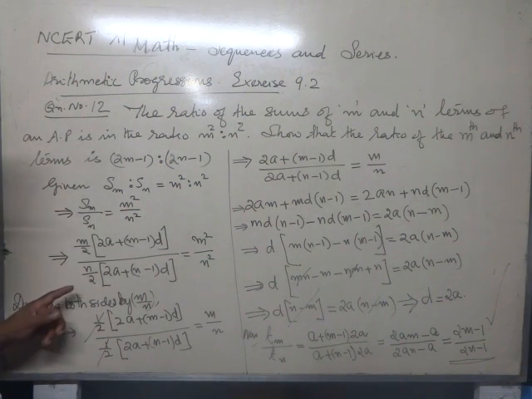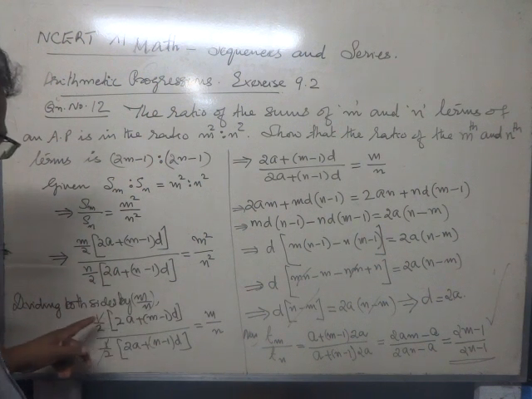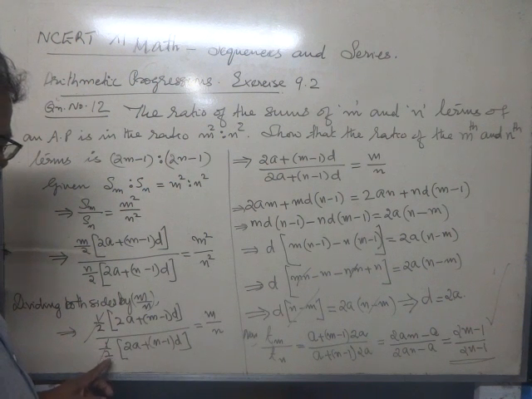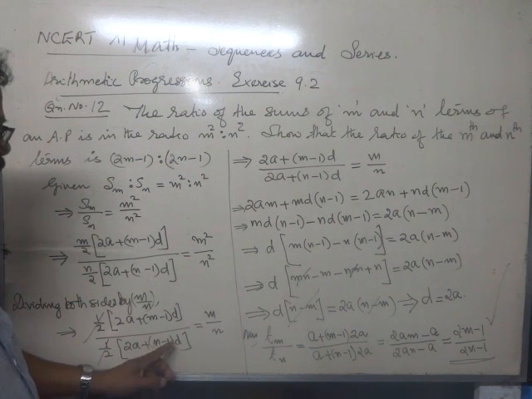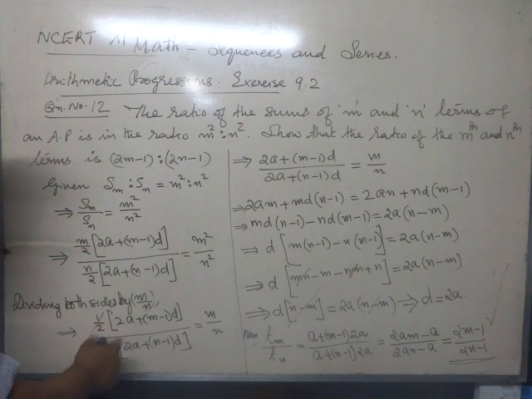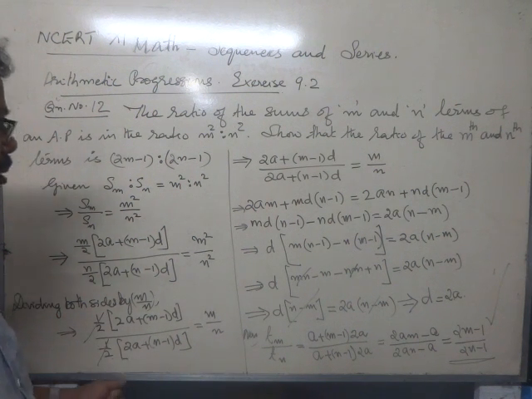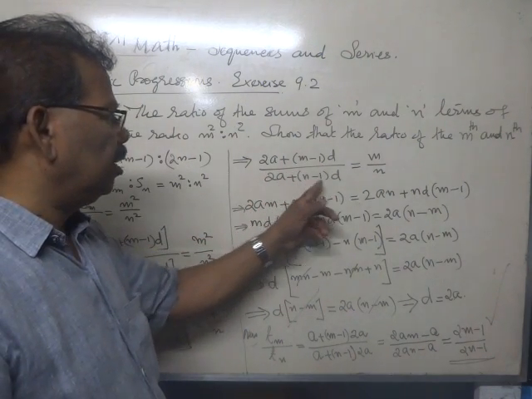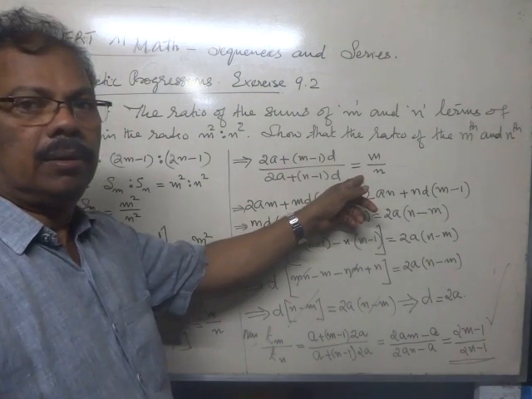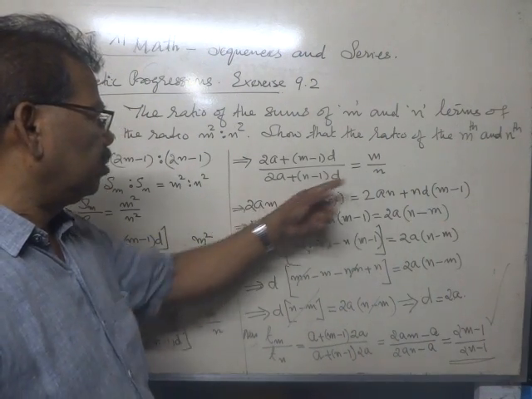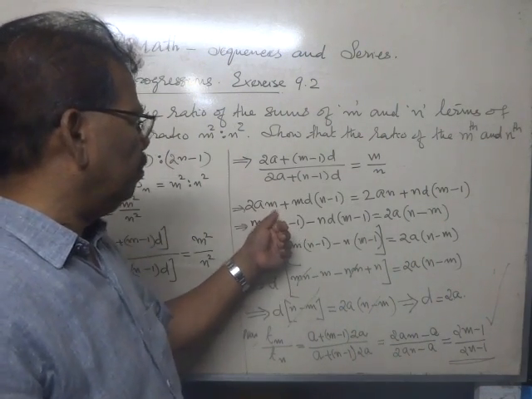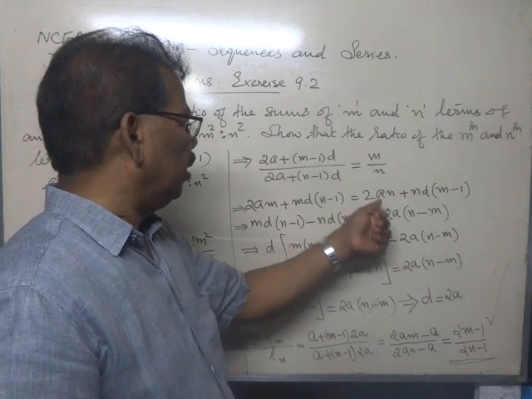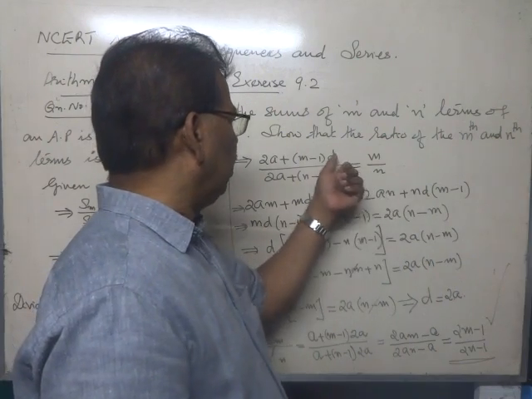Now simplifying, we can divide both sides by m by n. That is half into 2a plus m minus 1 d by half into 2a plus n minus 1 d is equal to m by n. We can cancel half from the numerator and denominator. So the fraction becomes 2a plus m minus 1 d by 2a plus n minus 1 d is equal to m by n. Now cross multiplying, 2am plus md into n minus 1 is equal to 2an plus nd into m minus 1.